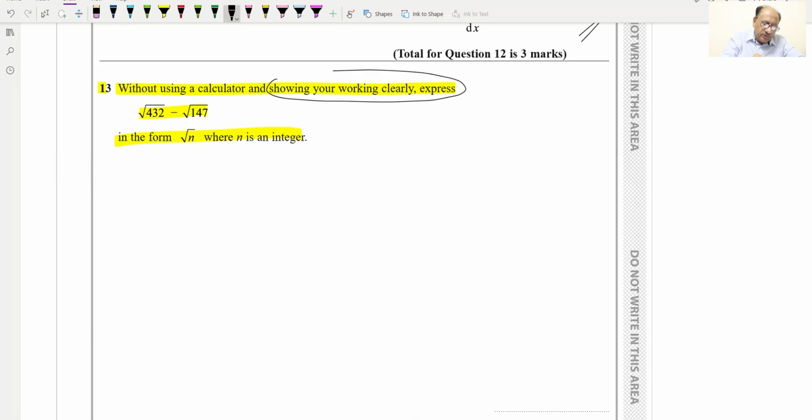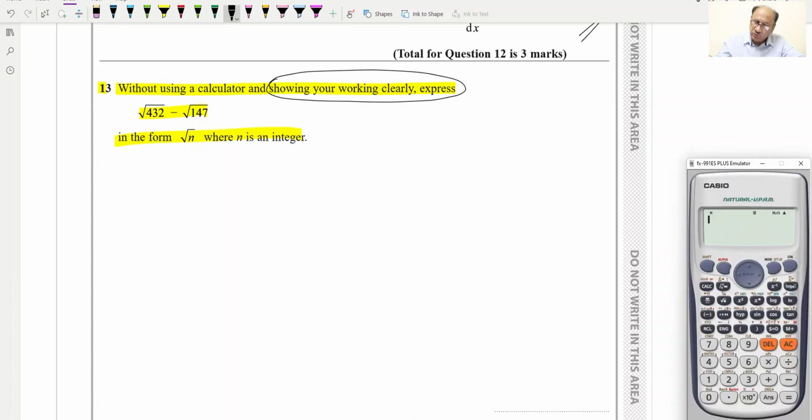Even if we are using a calculator, we'll have to show complete working. We can use the calculator for our help, but we will be showing complete working. This is what you'll have to keep in mind.